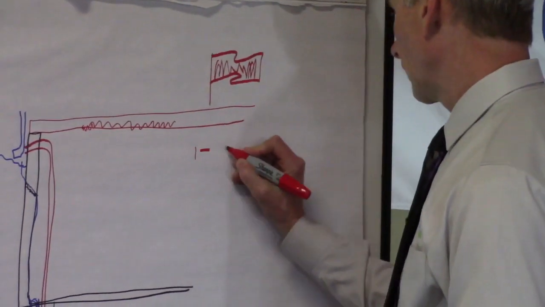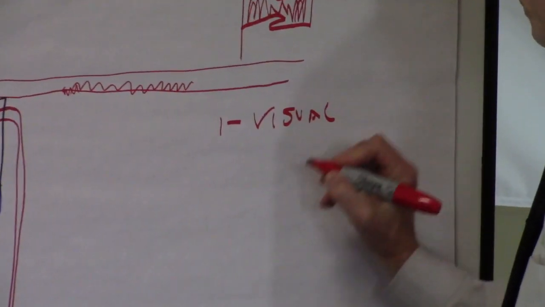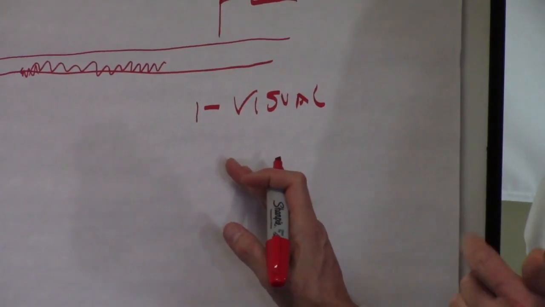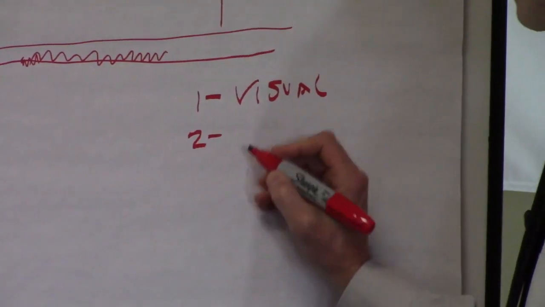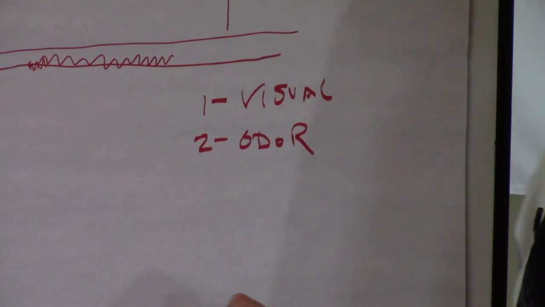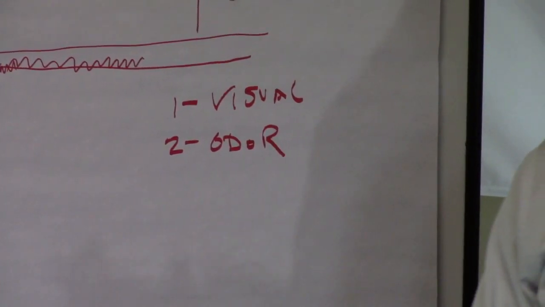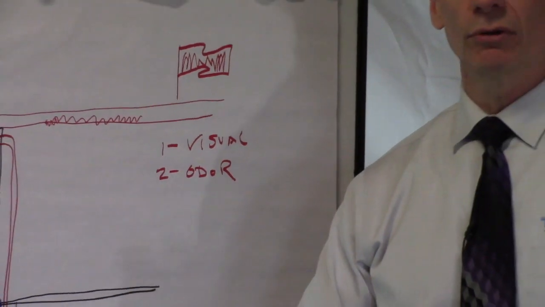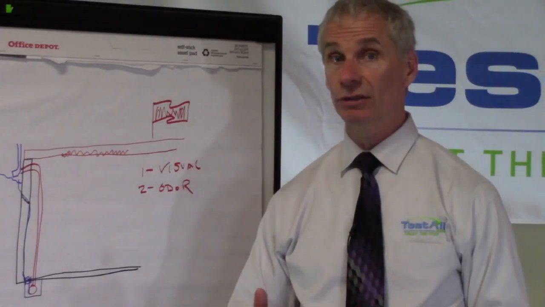So let's take a look at what our red flags are. One is going to be visual. Visual signs that there is a potential mold issue, such as water stains, mold, fungus. Two, odor. Is there a musty odor? Now, I'm not talking about a dusty odor, and here's a common theme that happens. A client or a realtor or somebody will tell you that it's just a musty odor because the house has been closed up too long.